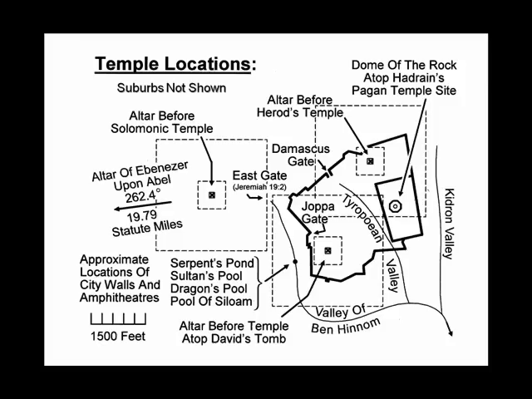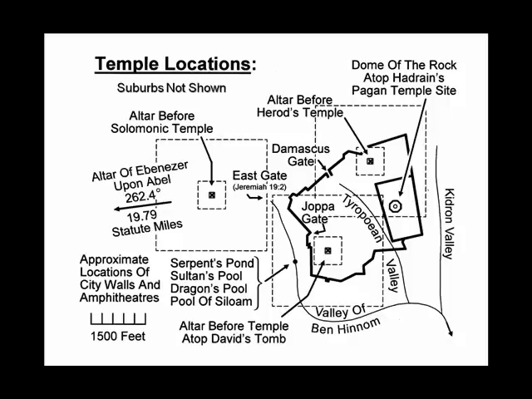Temple locations. On this diagram, the suburbs are not shown. On the left is the Solomonic Temple within a great amphitheater, which is also centered in the Levitical city. Suburbs, of course, would be 1,000 cubits around outside the Levitical city. The lower temple on the right is Zerubbabel's temple, and the altar before the temple is in the center, atop David's tomb.